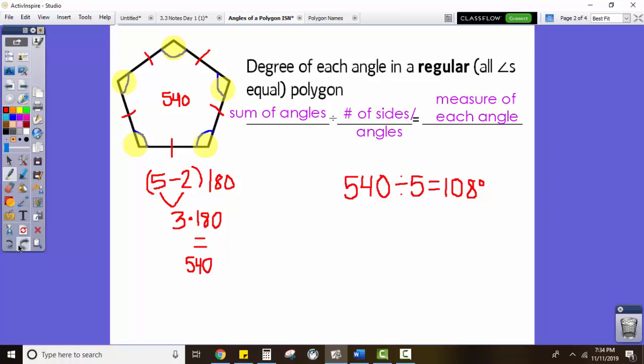So that means that each of these angles is 108 degrees. So I'm going to write on our pentagon, this angle is 108, this is 108, 108, 108, 108. So all of those together would add to equal 540 degrees. Now this only works if it's a regular polygon, so all of these angles have to be congruent or the same in order for you to figure out what each angle is. Go ahead and tape this in your notebook and move on to the next step.